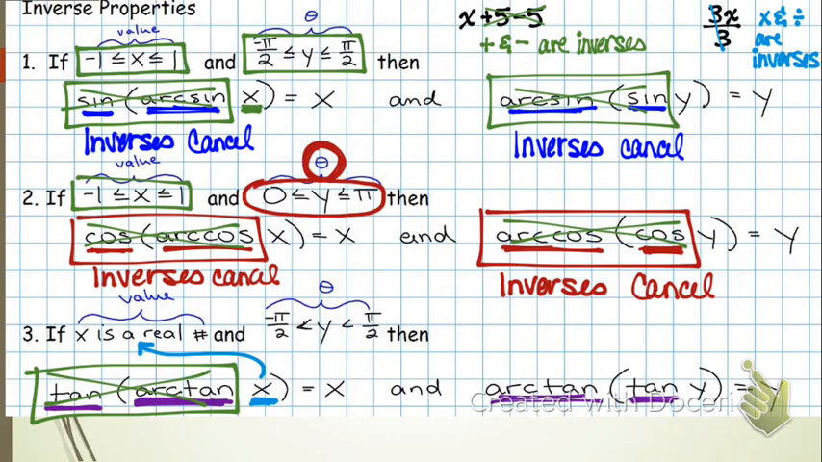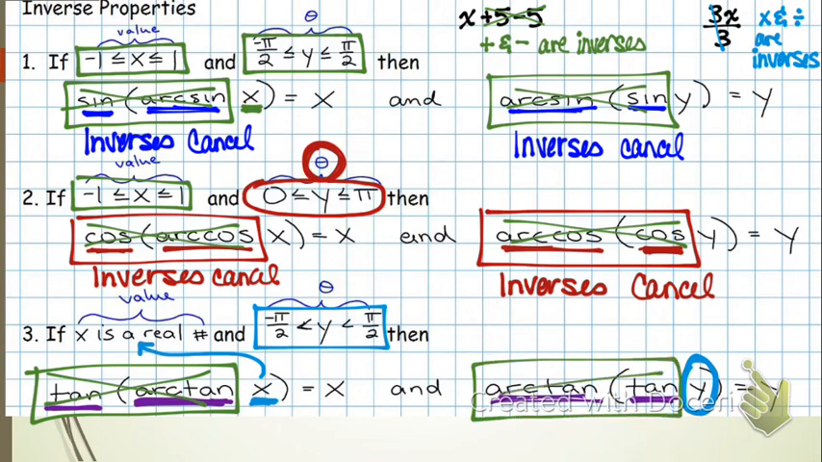But if they give me tangent of an angle, are there restrictions on that? Tangent of an angle has to be between what and what? Negative pi over 2 and pi over 2. Yes. All right, I want to practice a couple examples with these, and then we'll shut it down for today, and we'll keep working on it tomorrow, okay?